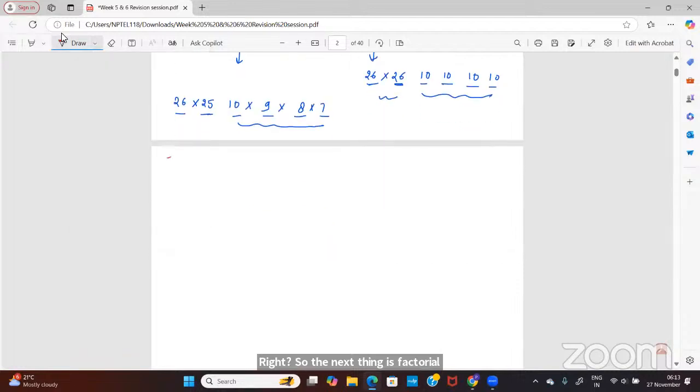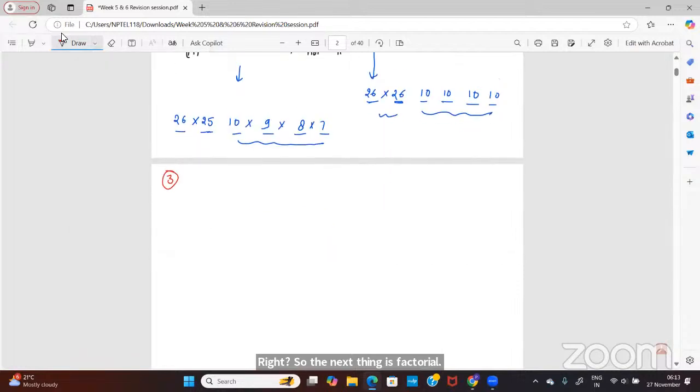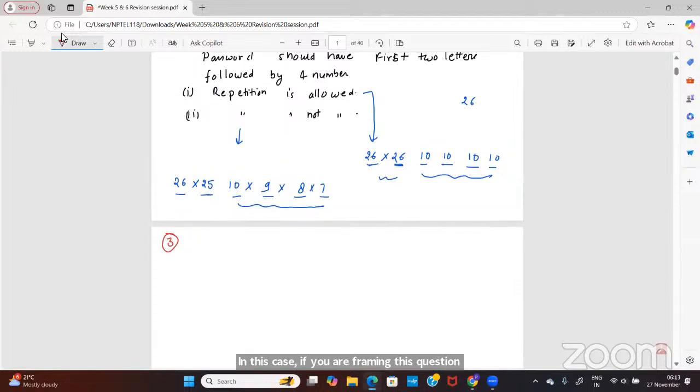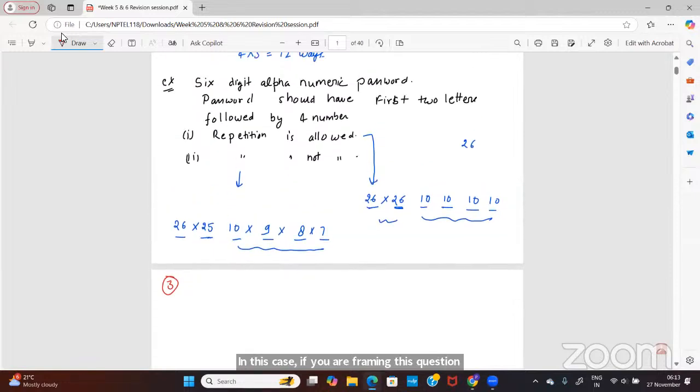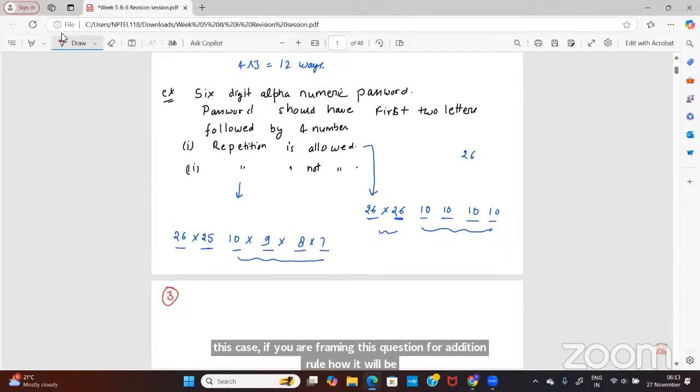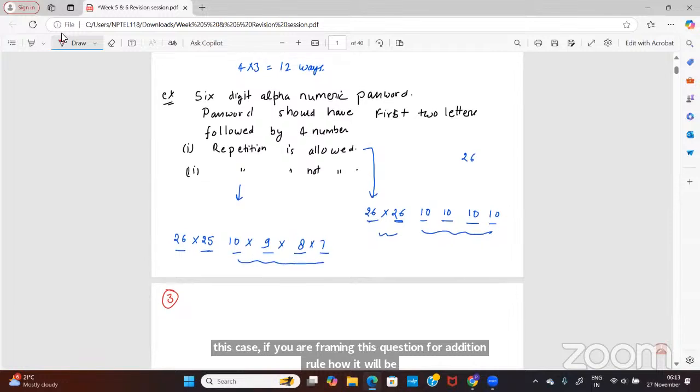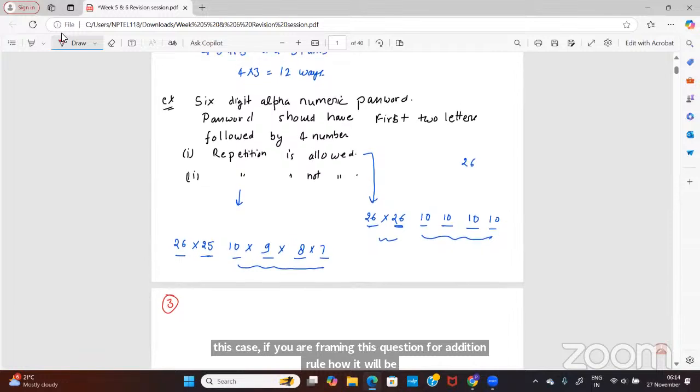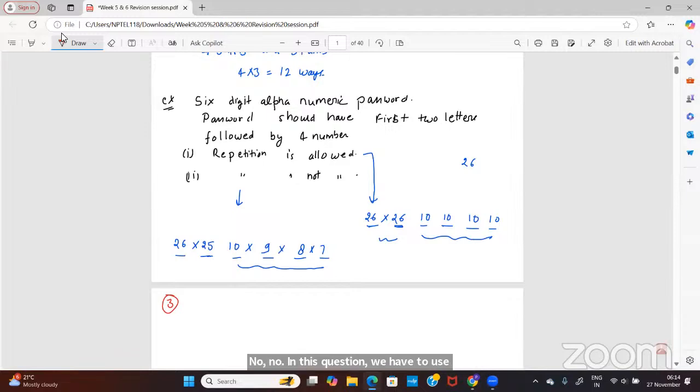If you are framing this question for the addition rule, how will it be? No, in this question we have to use the multiplication rule, not addition. Can you change it and frame it in such a way that we can use the addition rule?